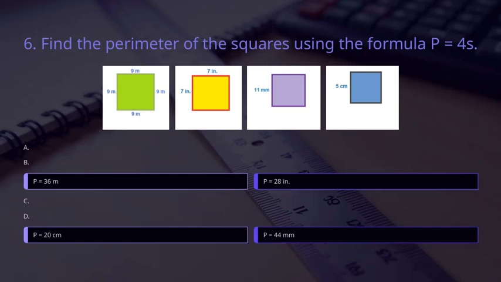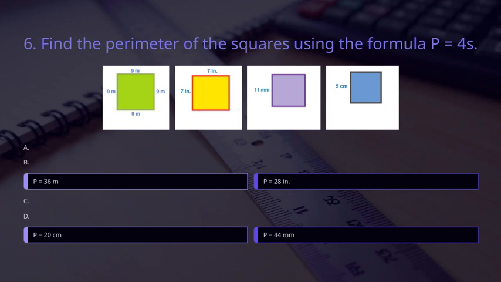All right, let's look at how to find the perimeter of squares using the formula P equals 4 times S, where S is the length of one side. This formula is really handy because it gives us a quick way to calculate the total distance around a square. Now, for example, if we have a square with a side length of 9 meters, we simply multiply 4 by 9, which gives us a perimeter of 36 meters. That's what the option B is showing us.